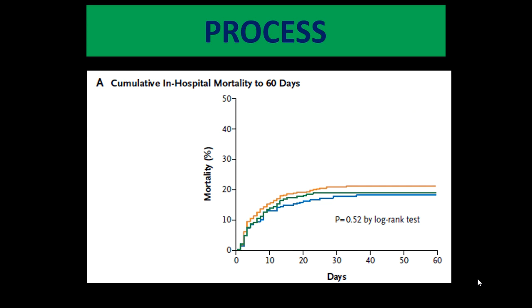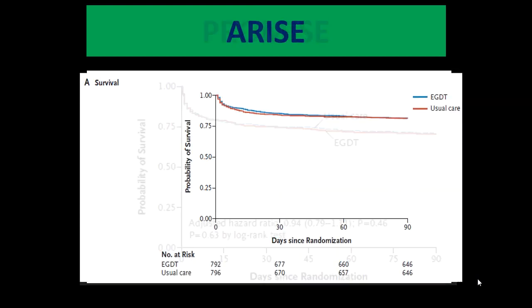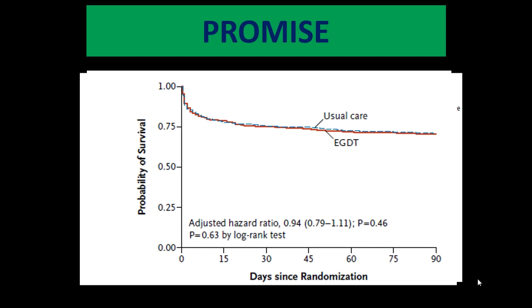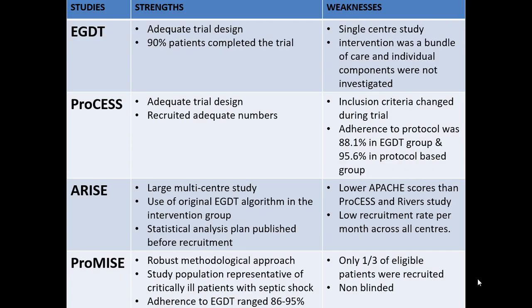And for in-hospital mortality, a P of 0.52, remember that P of 0.05 is significant. So as per the PROCESS trial, as per the ARISE trial, and as per the ProMISe trial, there was no difference. Whether you are doing your early goal directed therapy or your standard practice, it did not make any difference in the end mortality of these patients.